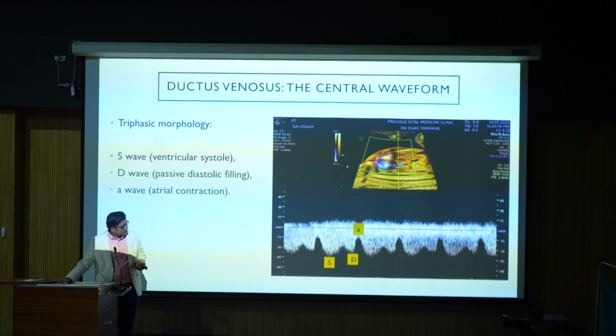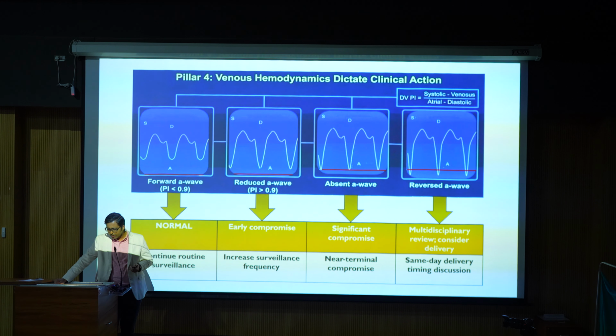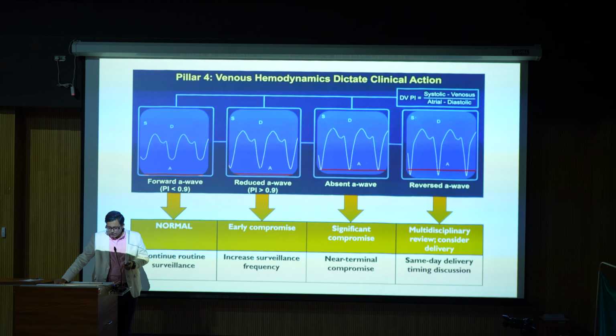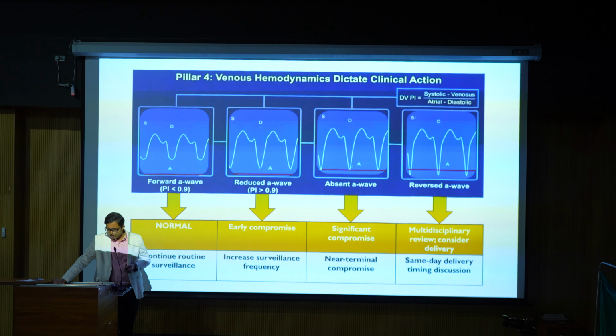So as I showed, it's a triphasic waveform pattern where the S wave represents the ventricular systole, the D wave represents the passive diastolic filling, and the A wave is about the atrial contraction. So throughout gestation, the A wave should be above the baseline, and this is how we interpret. If it is well above baseline with a PI value of less than 0.9, then it is normal and routine continued surveillance can be done.